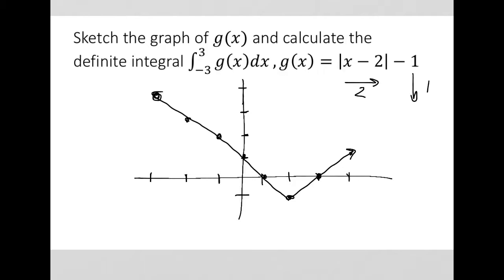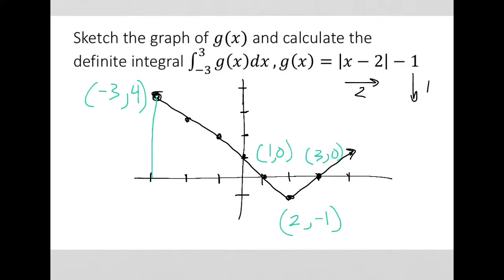Well, we're finding the area from negative 3 to positive 3. So there's negative 3. We have this point right there, which is negative 3, comma, what is our y value? Well, 1, 2, 3, 4. So negative 3, 4 right there. We have this point right here, which is 1, comma, 0. We have this point right here, which is 2, comma, negative 1. Here's another useful point for us right there, 3, comma, 0.